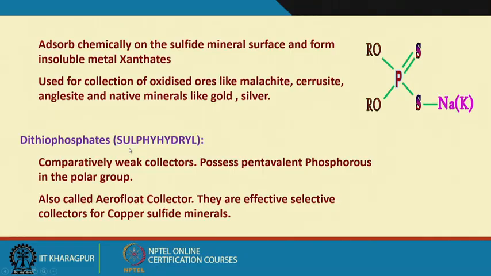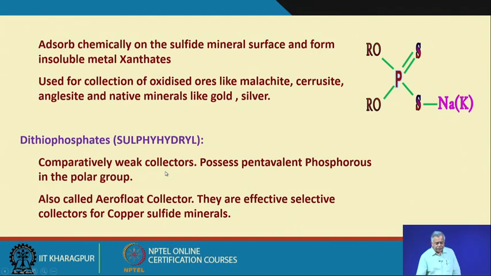There is another group of collectors called dithiophosphates, or the sulfhydryl collectors. These are comparatively weak collectors. They possess pentavalent phosphorus in the polar group. Also called aerofloat collectors, they are effective selective collectors for copper sulfide minerals.